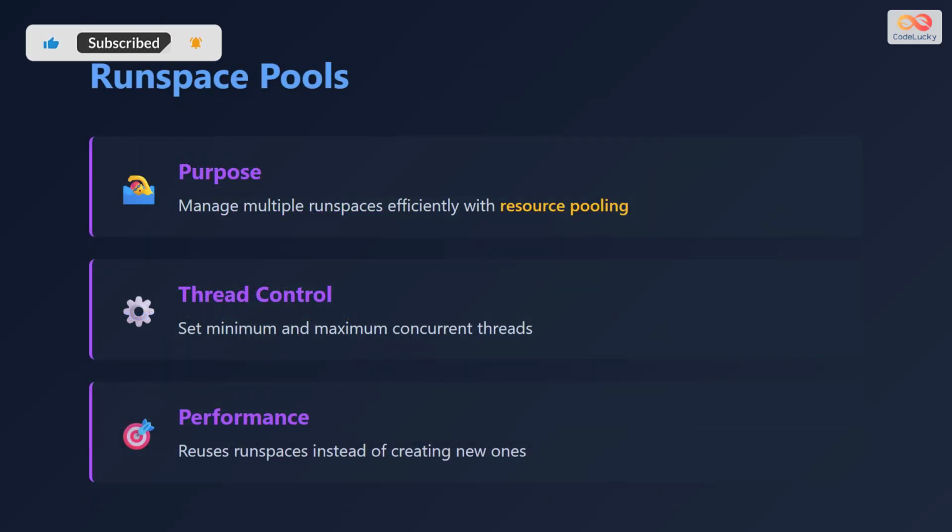Runspace pools help manage several runspaces at once, like lanes in a swimming pool. They let you set the minimum and maximum number of threads, controlling how much work happens in parallel. Pools reuse runspaces instead of creating and destroying them each time. This makes parallel operations faster and more efficient, especially when handling large batches of tasks.